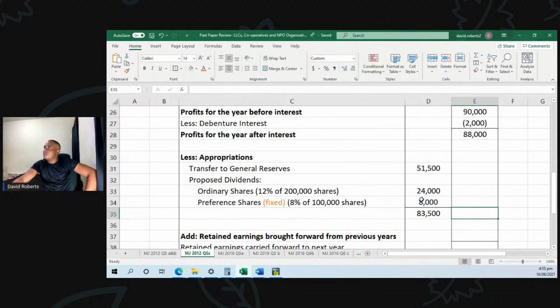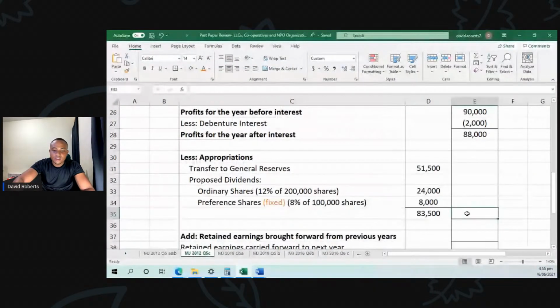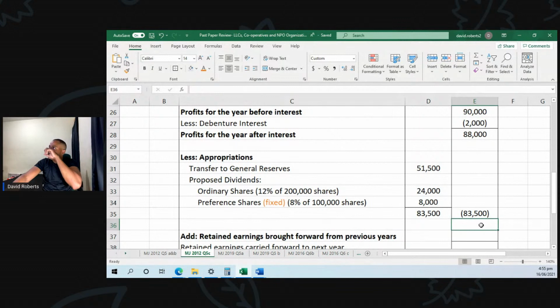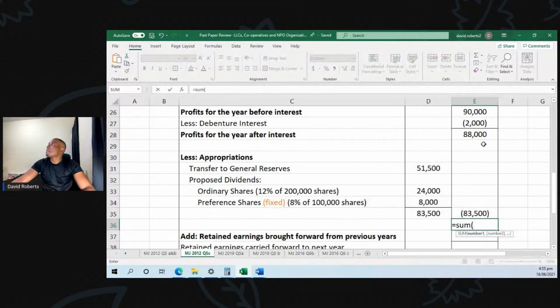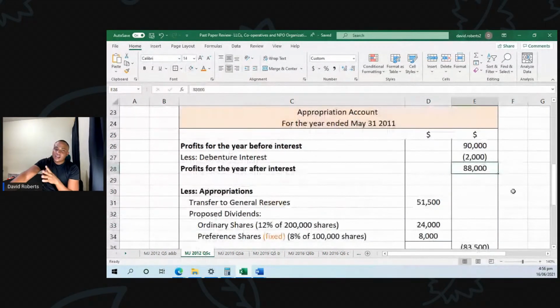So when we add this up, this is 83,500. But before we add it up, a tip I always give, make sure that you would have ticked off. So you tick this off, I would have input all those necessary information. So most likely it is now for me to total. I go on total, so it's 83,500, so we must minus the appropriations. So 88,000 minus 83,500, you're going to get 4,500, right? So far, the profits after interest is 88,000.